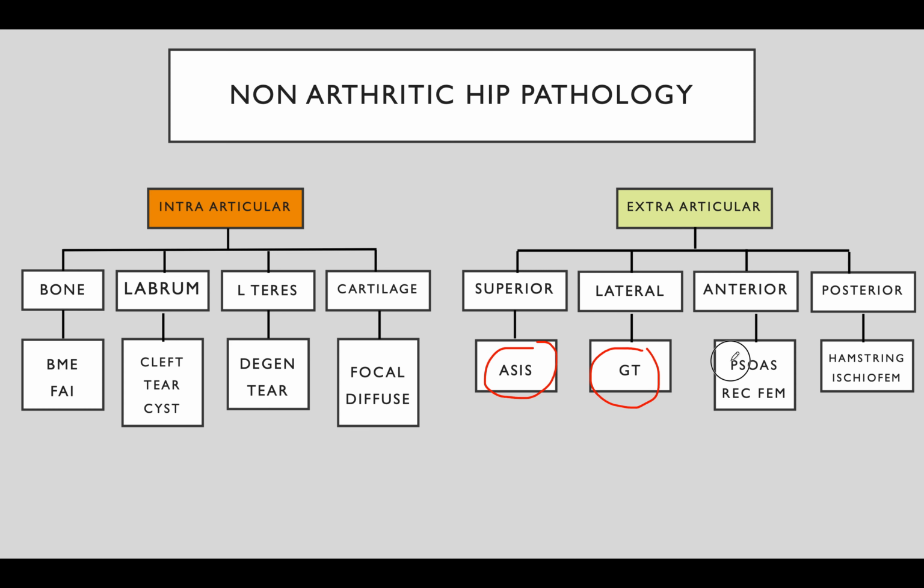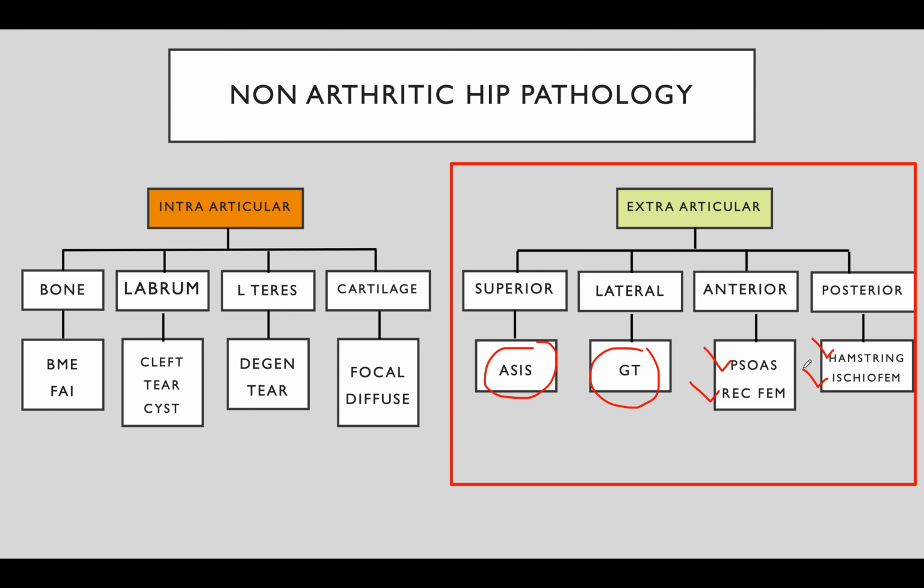Anteriorly, we focus our attention on the psoas muscle and the lesser trochanter, and then the rectus femoris at the anterior inferior iliac spine, as well as the superolateral margin of the acetabulum. Posteriorly, we focus our energies on the hamstring and the ischiofemoral space, which are common areas that could be affected. So with that, we'll end our second talk on MRI appearance of the non-arthritic hip pathology in the extra-articular locations.